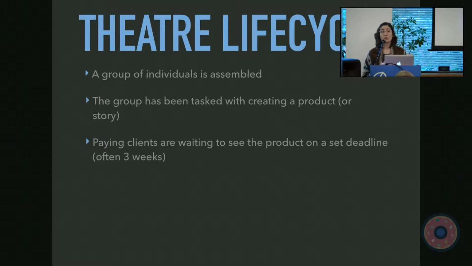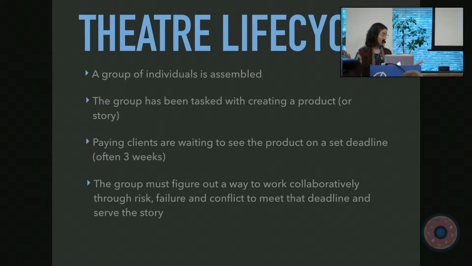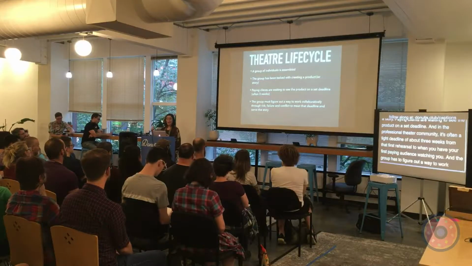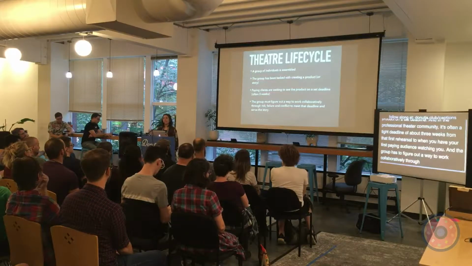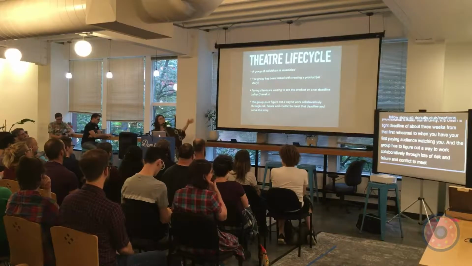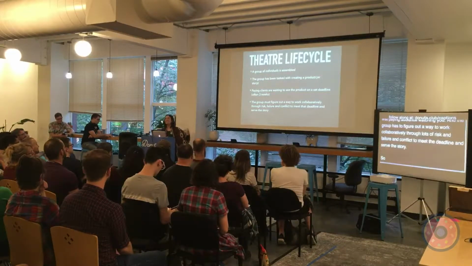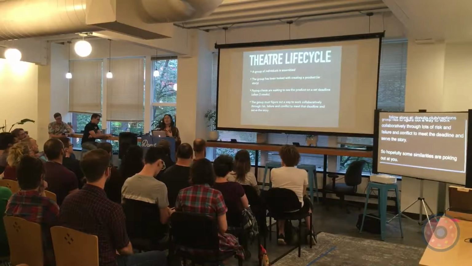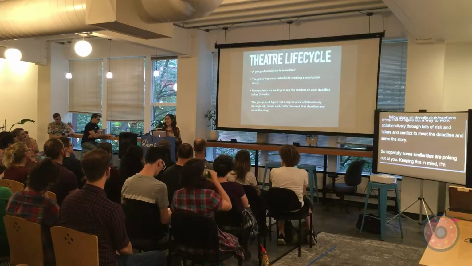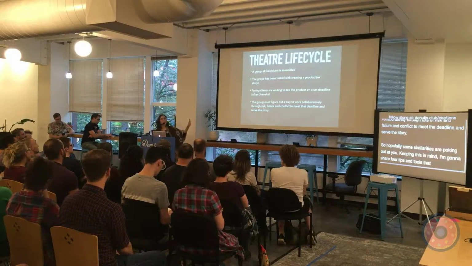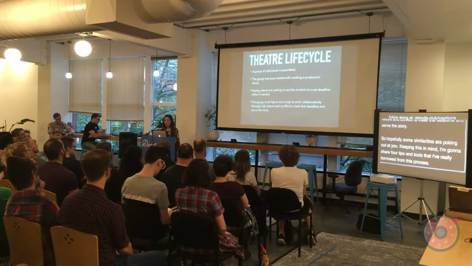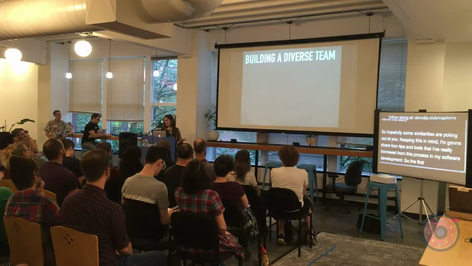And in the professional theater community, it's often a tight deadline of about 3 weeks from that first rehearsal to when you have your first paying audience watching you. And the group has to figure out a way to work collaboratively through lots of risk and failure and conflict to meet the deadline and serve the story. So hopefully some similarities are poking out at you. Keeping this in mind, I'm going to share 4 tips and tools that I've really borrowed from this process in my software development. So the first one, building a diverse team.